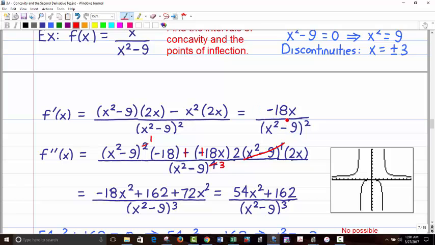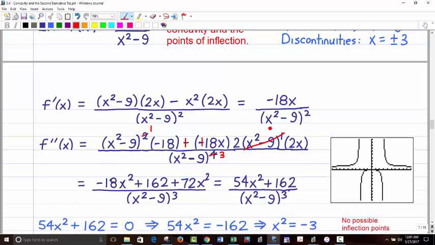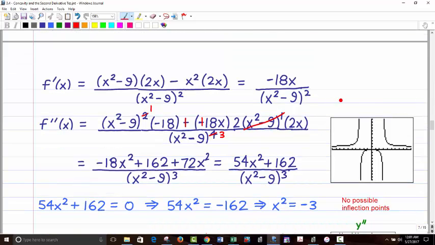And here's what you would end up with. It gets a little messy, but I'll walk through the second derivative a little bit to show you the simplification there. So bottom times the derivative of the top would be negative 18, minus the top, negative 18x, times the derivative of the bottom. Bring down the 2, change that exponent to 1, and then the derivative of the inside, which will be 2x, over the bottom squared, which makes that a fourth power.